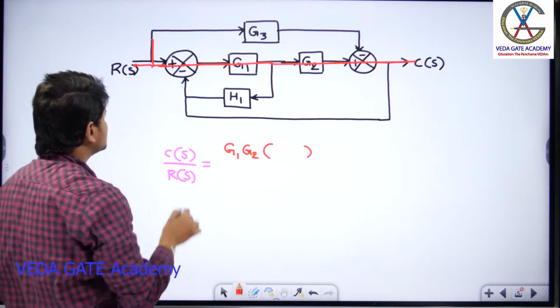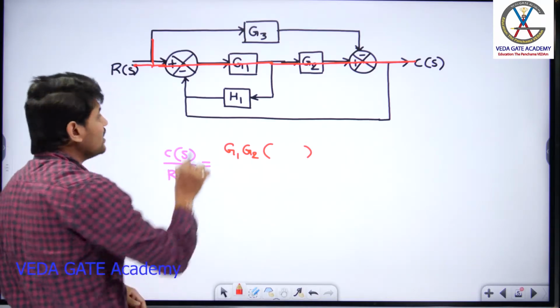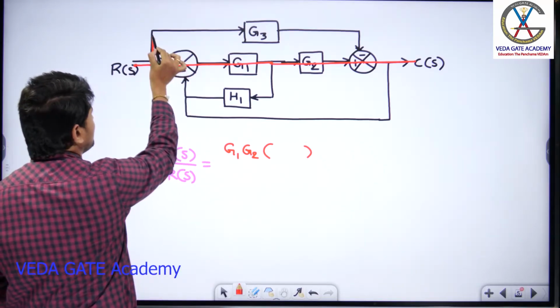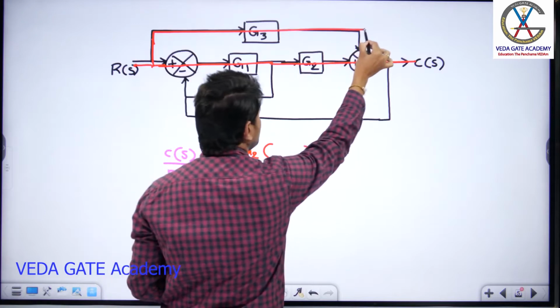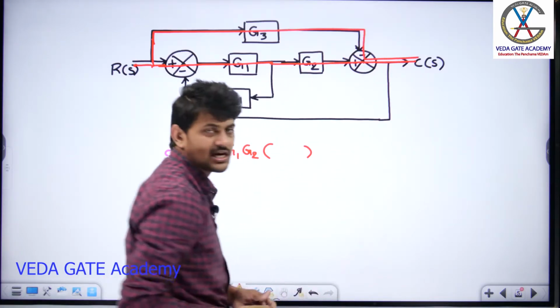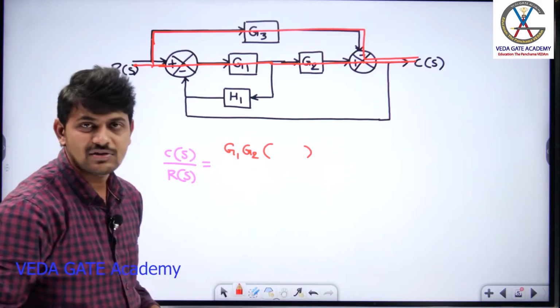Next, if you see the second forward path, again I will start from here. And instead of going in this fashion, now I will travel in this way and move through G3 and finally reach C of S. This is my second forward path. Now, can you tell me what is the gain of this forward path, guys?